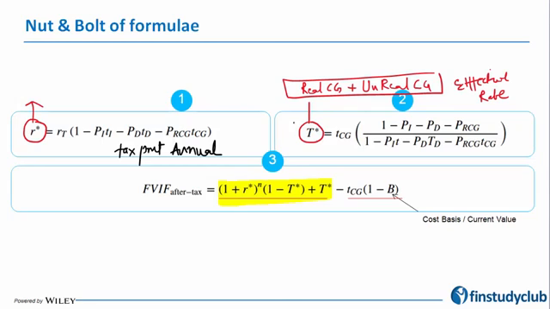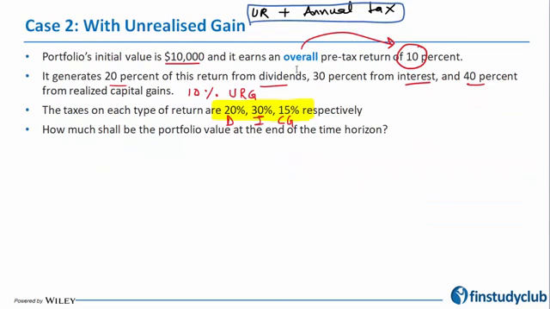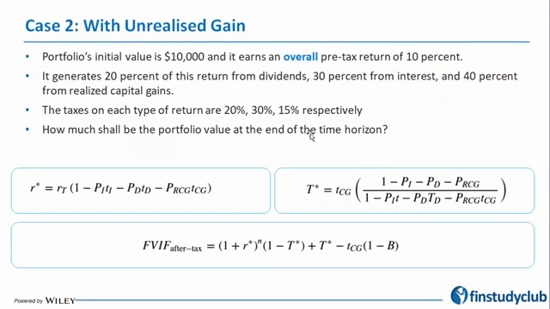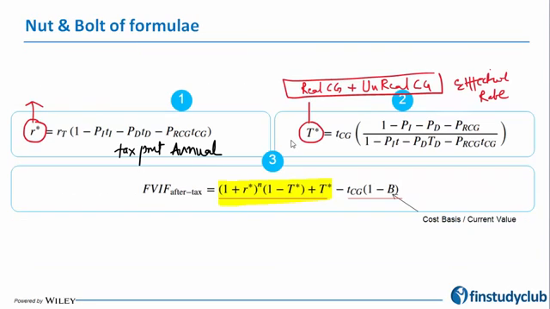In the case that we had, the tax on capital gain was 15%. So let's find out how much this rate comes out to be. And then finally, we are going to apply the figures and find out the final answer. Okay, so let's go step by step onto this particular case.